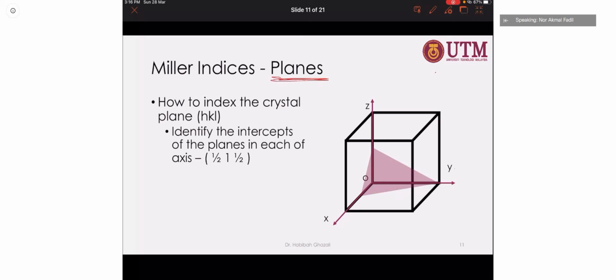Let's say the red area is the plane itself. This is a plane inside the crystal structure. How to index this? Let's say this one is half, this is half. What you have to do is identify the intercept of the plane on each of the axes.